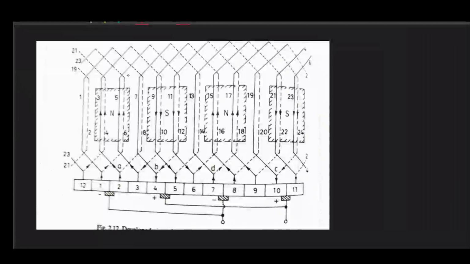Hello all. So today we are going to discuss the most disturbing topic of DC machine, that is commutation and armature reaction.